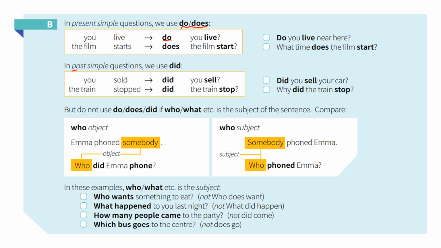In past simple questions, we use did. You sold? Did you sell? Did you sell your car? The train stopped. Did the train stop? Why did the train stop?